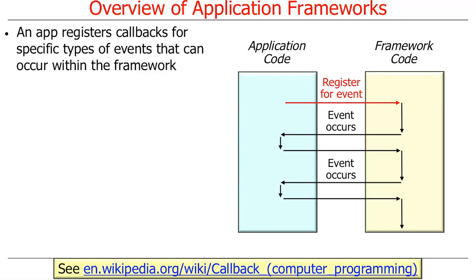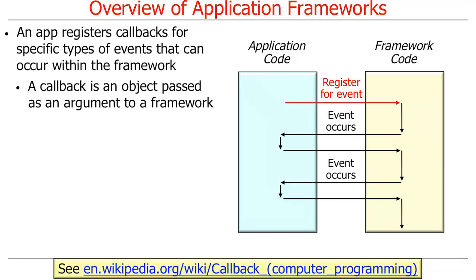Typically, an app registers callbacks for specific types of events that can occur within a framework. For example, in the context of Android, activities, broadcast receivers, services, and so on are used to register automatically for different kinds of lifecycle events, such as when the app starts or when it's about to be paused or resumed, and so on and so forth, as we'll see later.